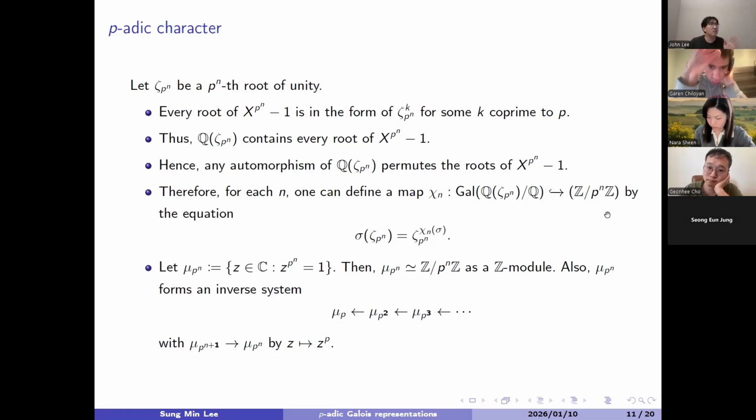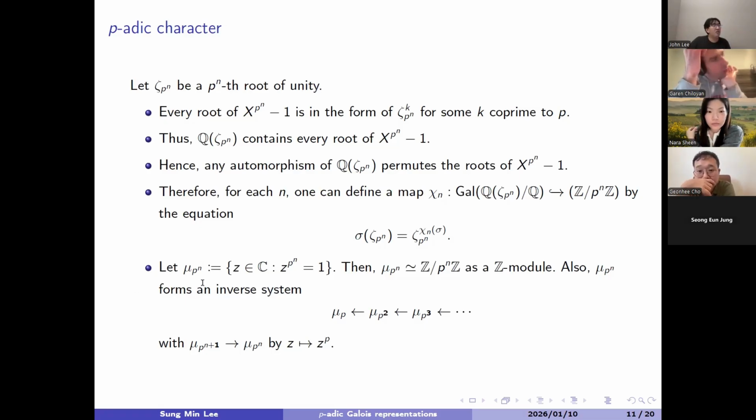So I need to take the units there. But in general, I'm just going to talk about this one as an injective function into this a little bit larger set, where we define σ(ζ_{p^n}) to be some ζ_{p^n} to the power of k, and I'm going to define that k to be this χ_n(σ).